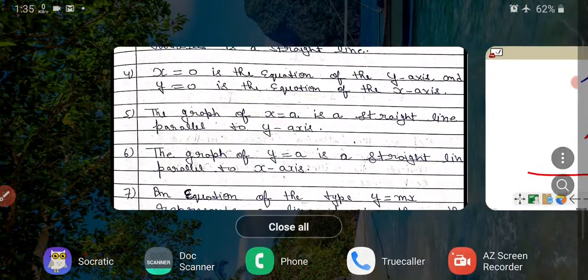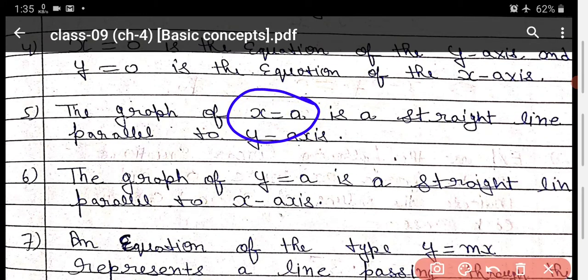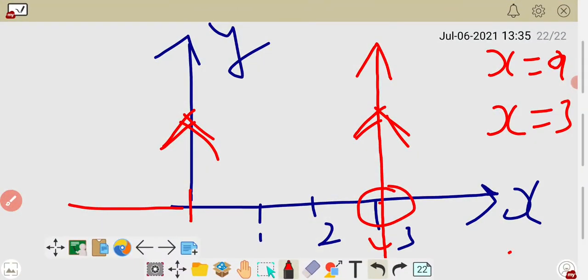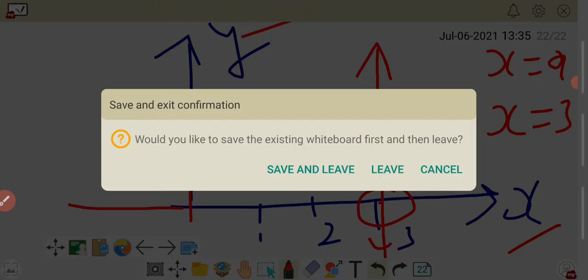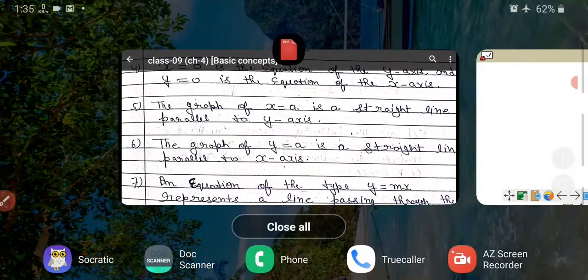So they say that for the graph of x is equal to a, if you have an equation in the form of x is equal to a, and when you plot the graph, then always you get a straight line which is parallel to the y-axis. As I show you here, it is the x-axis, y-axis. Now you have to take x is equal to 3. At x is equal to 3, you have to mark one point and draw the straight line passing through that point. Then you find that this straight line will be parallel to the y-axis. Now next concept, same.